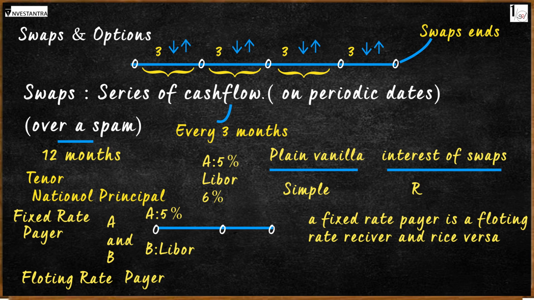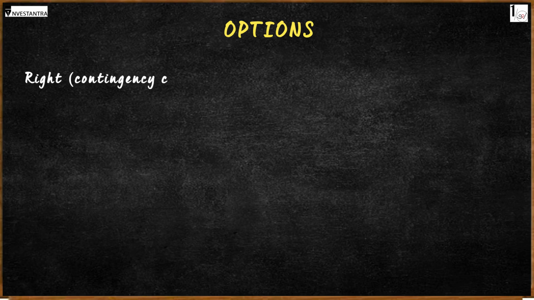The interesting part about swaps is that the payment is made here or here. Option is a right. It means that it's a contingency claim. Options have something called X, which is the exercise price. Why do you need an exercise price? Because options are based on this exercise price.